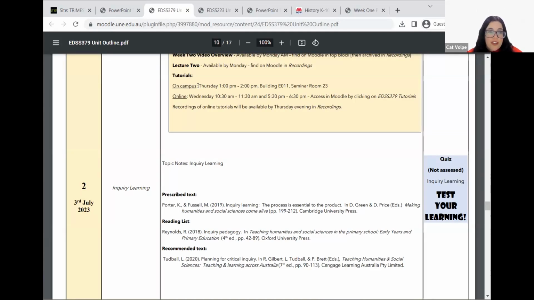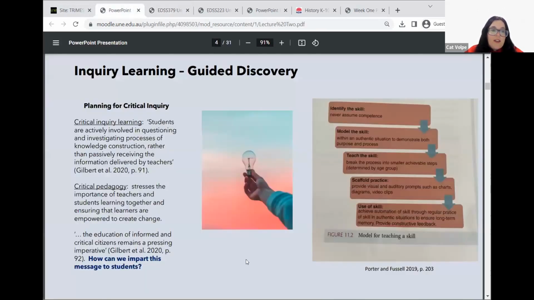We're teaching you different styles of teaching that is really based on that guided discovery that you want to focus on with your students. So that's the focus of this week, is inquiry learning, guided discovery. And so really focus on that when you're doing your reading.